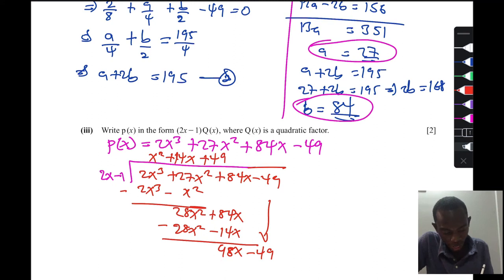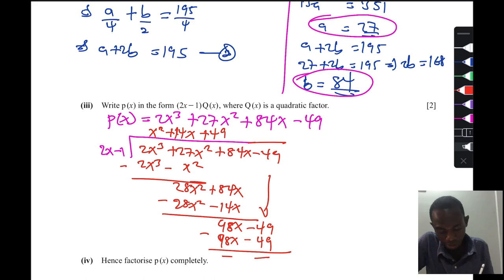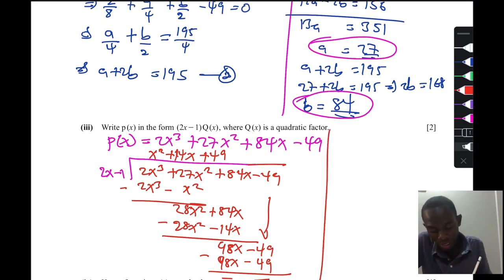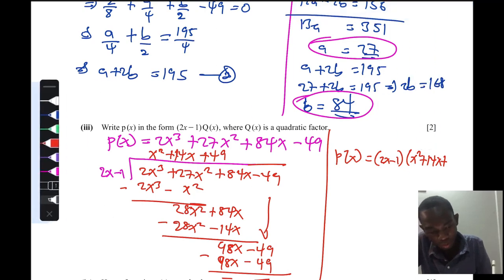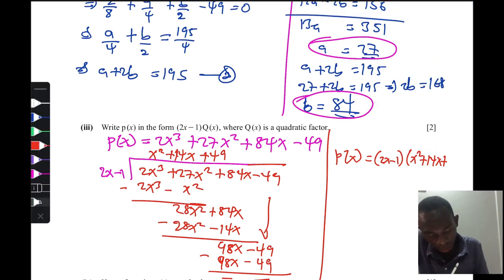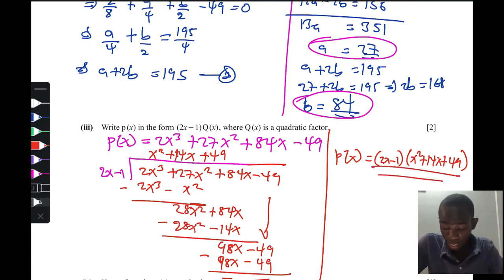So we have 98x minus 49, and then we subtract, and we get 0. Now that means that our p of x can be written as a product of a linear factor and a quadratic factor, which is x squared plus 14x plus 49. So that's what they wanted, and that's what we've done.